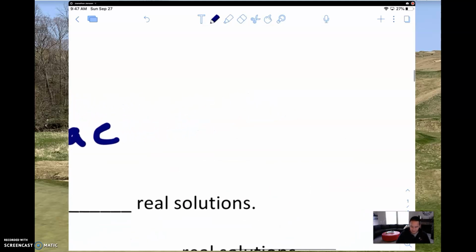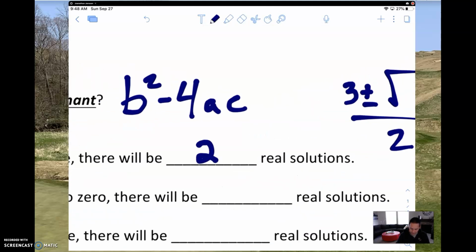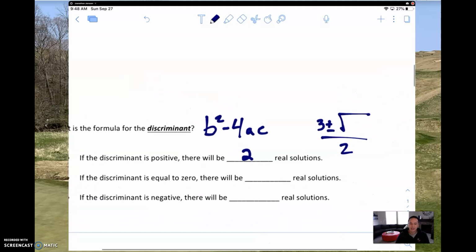Just to illustrate this, let's make a sample quadratic formula. We have 3 plus or minus the square root of something over 2. Let's say that something is a positive number, say 16. Then the square root of 16 would be 4, and you'd have 3 plus 4 divided by 2, and 3 minus 4 divided by 2, which would lead to 2 different answers. This is usually the case when solving quadratics: it intersects twice and you have 2 solutions.